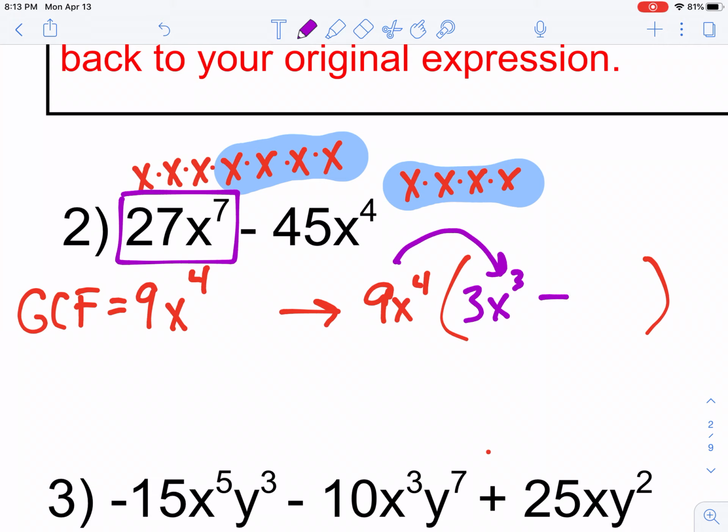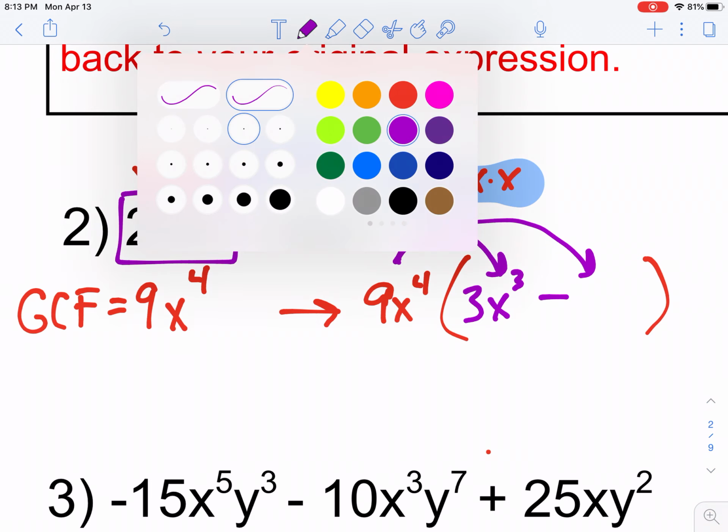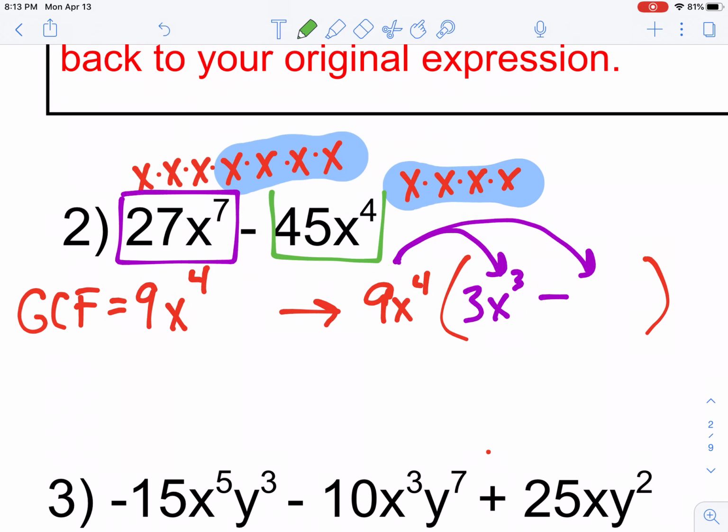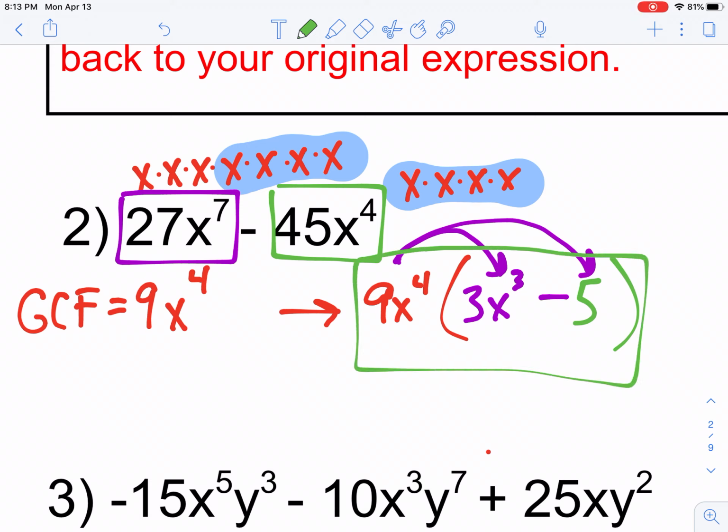Then we have a minus sign. And then we got to think about, okay, how do we get back to 45x to the 4th? So to go from 9 to 45, we got to multiply by 5. And then x to the 4th times something to get us back to x to the 4th. Well, that means we don't need any x's at all, because we have all our x's already in our GCF. We have all 4 of them in our GCF, so we don't have to multiply by any more x's. So this is it. This is our answer right here. I know it's very colorful, but that's your final answer.